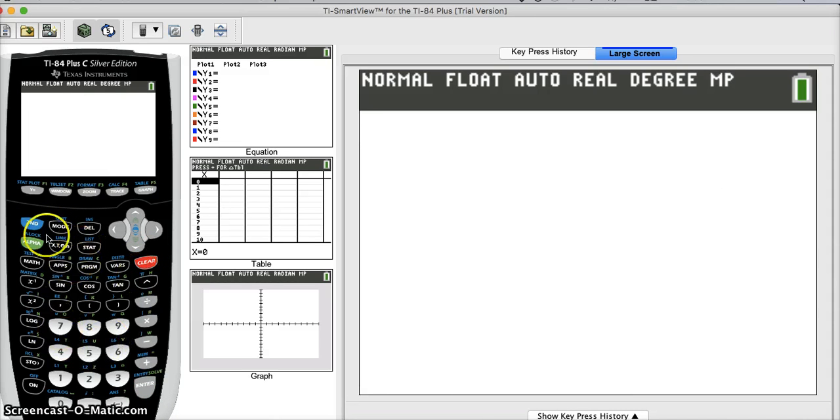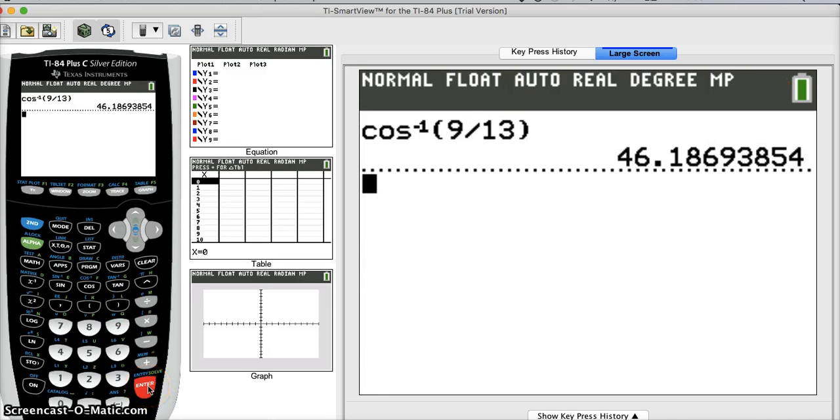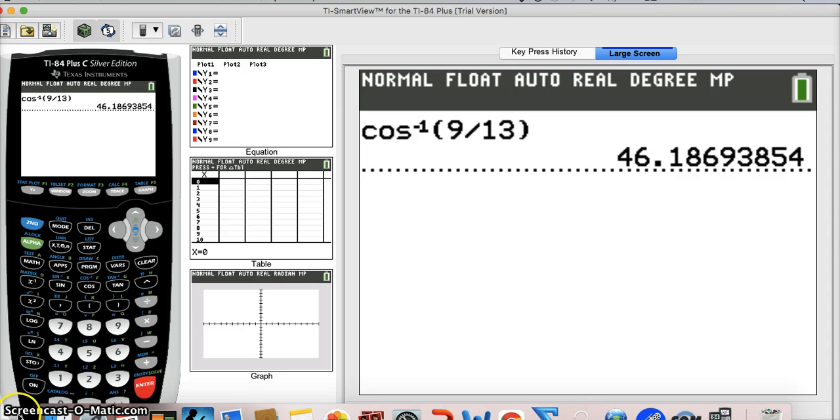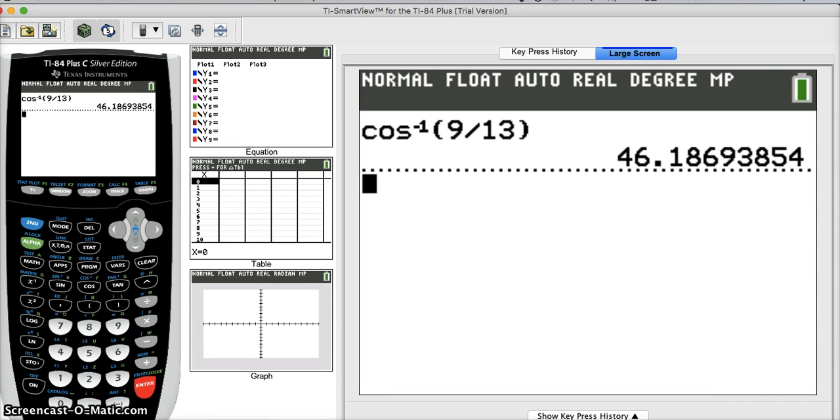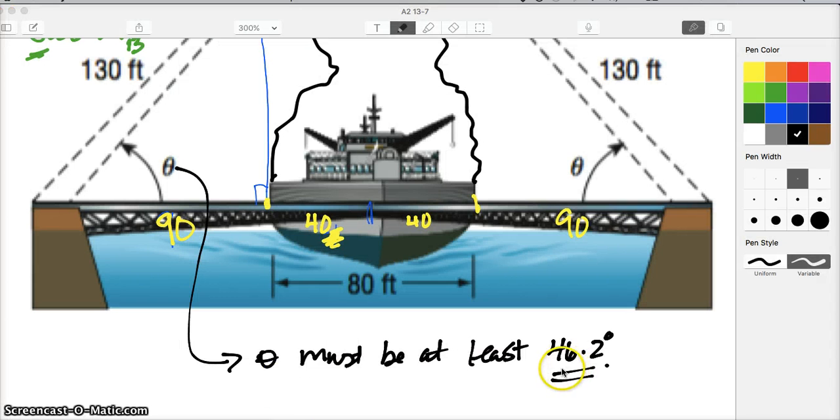And so what I need to do is find the inverse cosine of 9/13, and wanted that to be in degrees, and so I get that it needs to be approximately 46 degrees. I'd say, yeah, 46.2 degrees. So that's our theta value to make sure that the ship can pass.